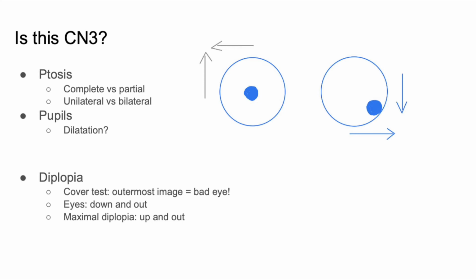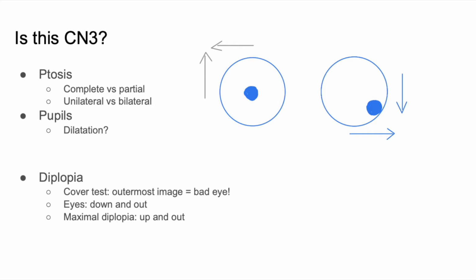In terms of ptosis, we want to know whether this is a complete or a partial ptosis, or whether it is a unilateral or bilateral involvement. Complete ptosis is more suggestive of a medical cause. On the other hand, if the ptosis is bilateral, it is more suggestive of a nuclear lesion rather than a fascicular lesion in the brainstem. In terms of pupils, we want to know if it is dilated. A fixed and dilated pupil is more suggestive of a surgical cause.